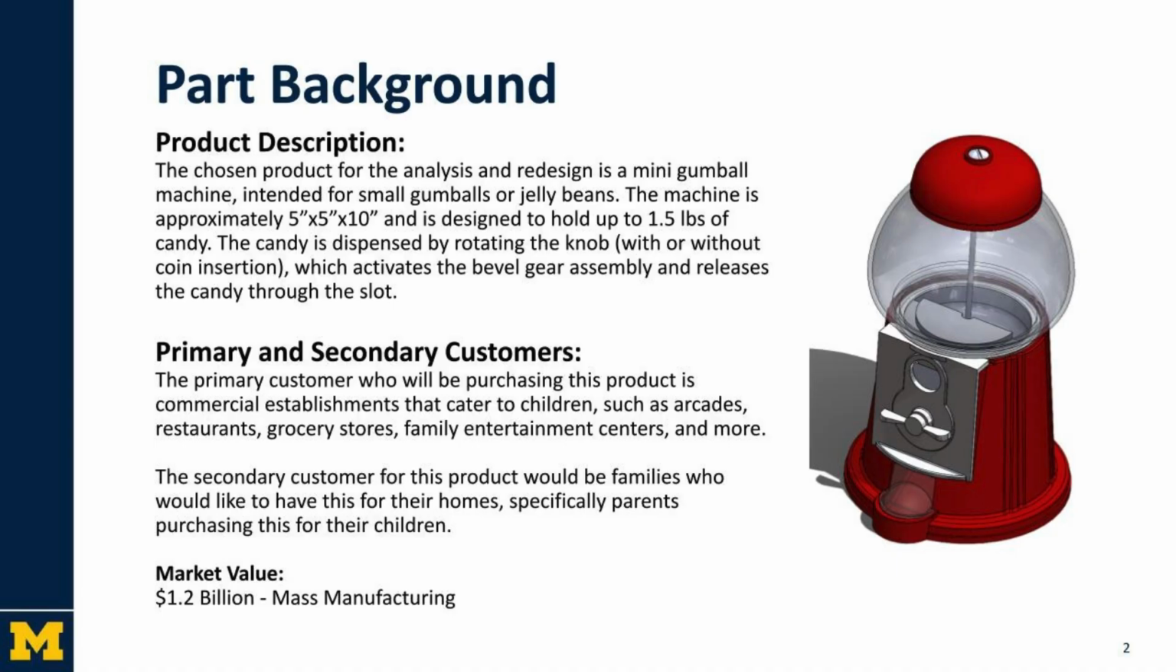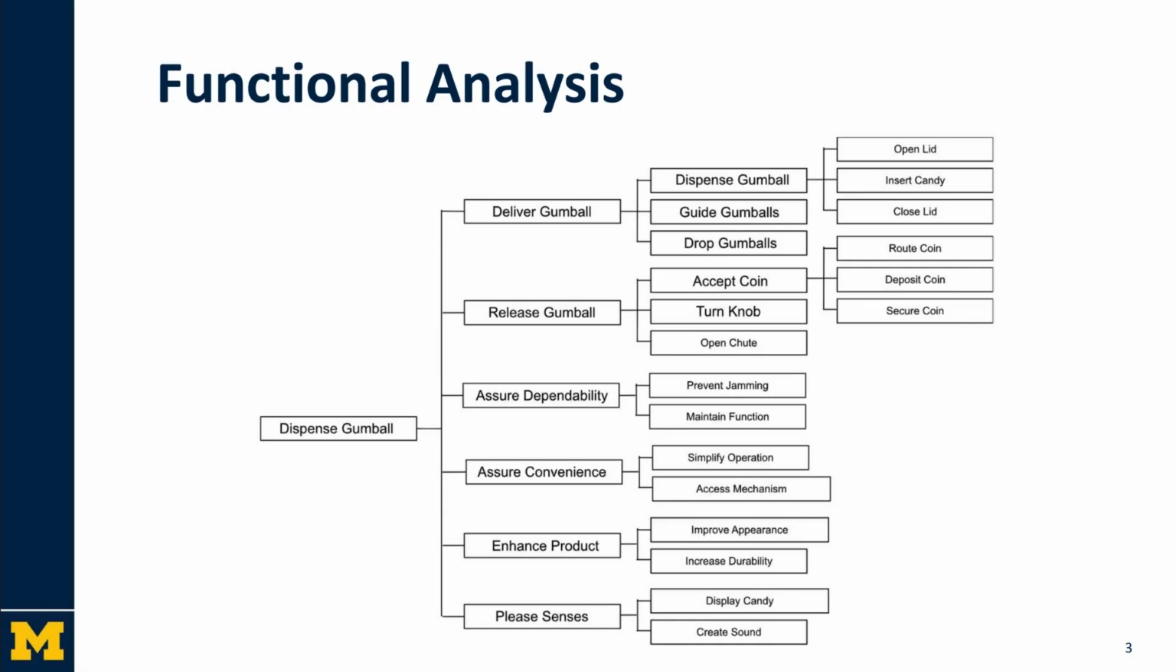Primary customers are businesses like arcades and restaurants, while secondary customers are families purchasing it for home use. The market value is around $1.2 billion. This diagram shows how the gumball machine dispenses candy, from containing and guiding the gumballs to accepting coins, turning the knob, and opening the chute.